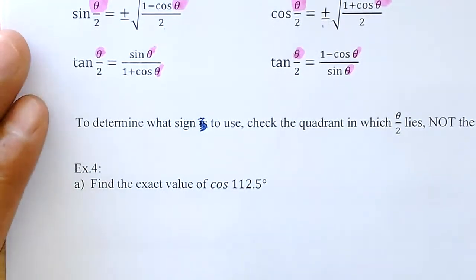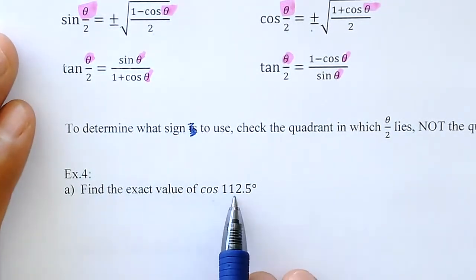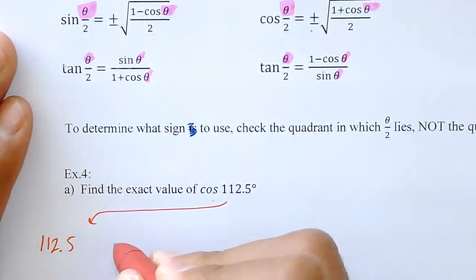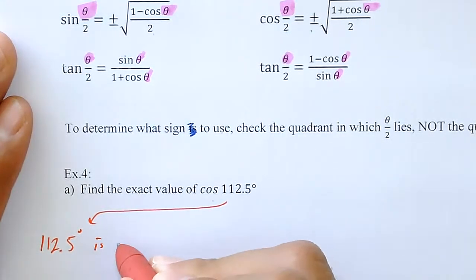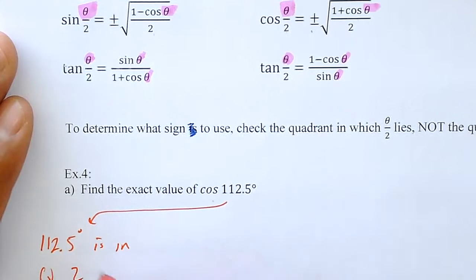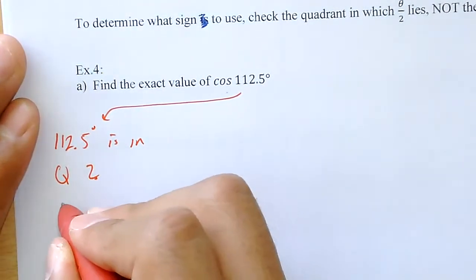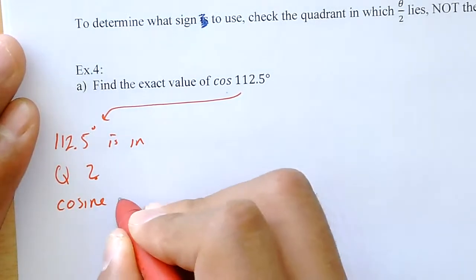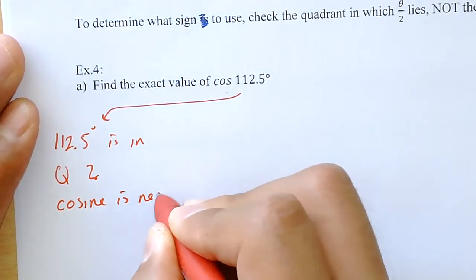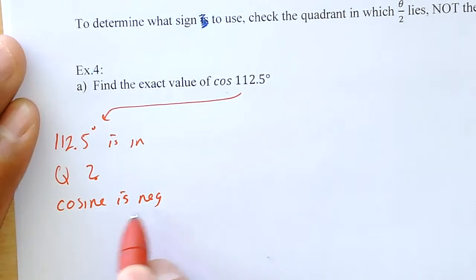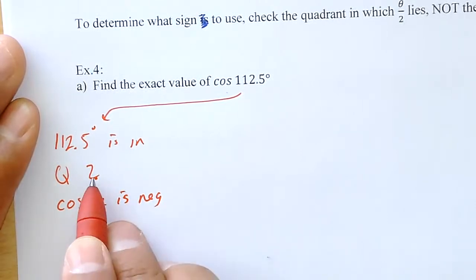To find the exact value of cosine of 112.5. 112.5 is in quadrant number 2. And because it's in quadrant number 2, I know that the cosine is negative. And so when I write it out, I'm going to use the negative sign, not the positive, but the negative, because the cosine is negative in quadrant 2.